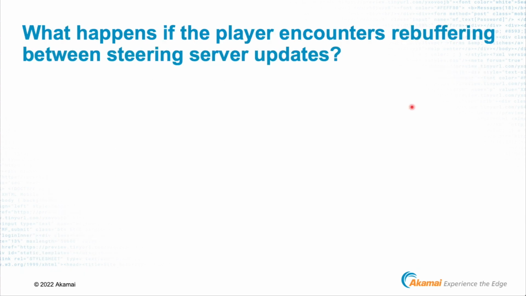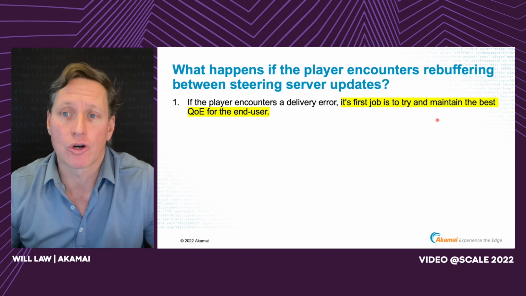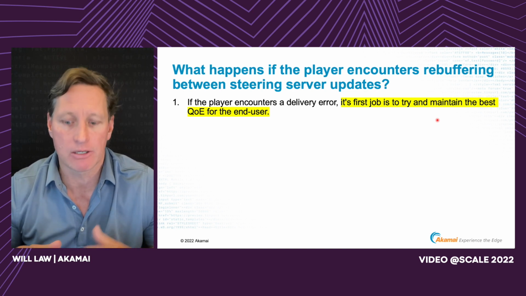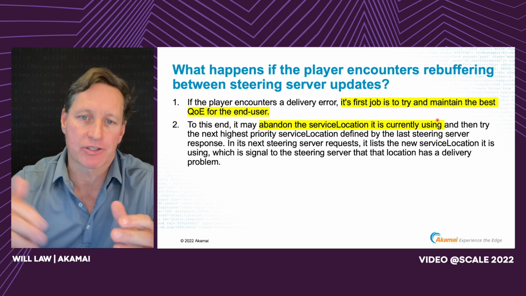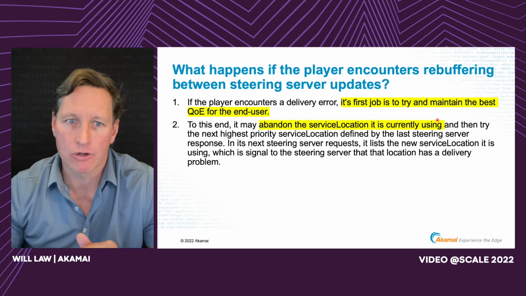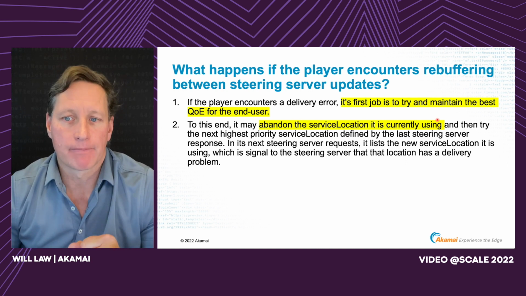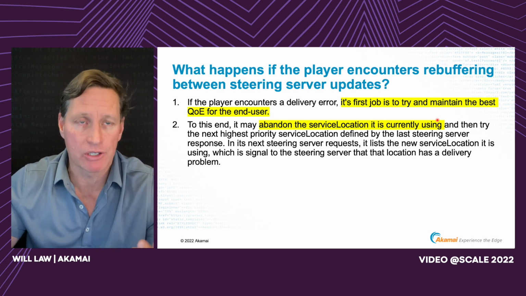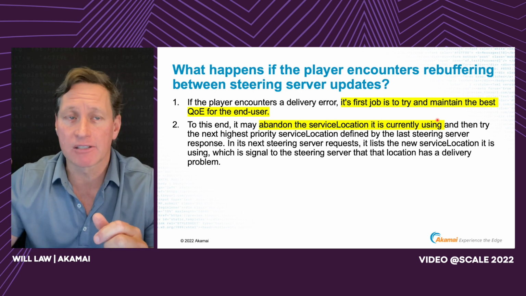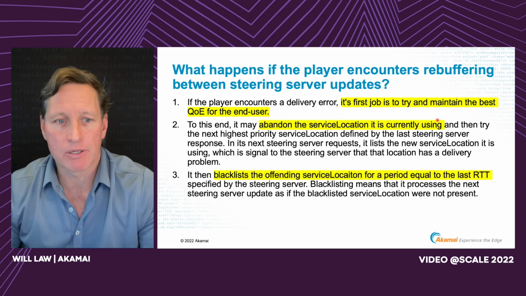So you may be asking at this point, what happens if the player encounters a delivery problem in between these steering decisions? That's a valid question. The first rule is the player's job is to try and maintain the best quality of experience for the end user. So, at least in the Dash world, it's allowed to abandon the last instruction it was given for the service location it should use and try the next highest priority service location that it got from the steering server. And then when it goes back to the steering server, it lists the pathway that it's playing on, which is the service location. The steering server will notice that it's not playing the one that it last assigned it, and therefore it will know that's a signal to the steering service that there was a problem.